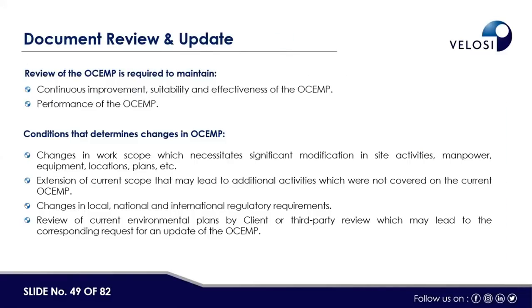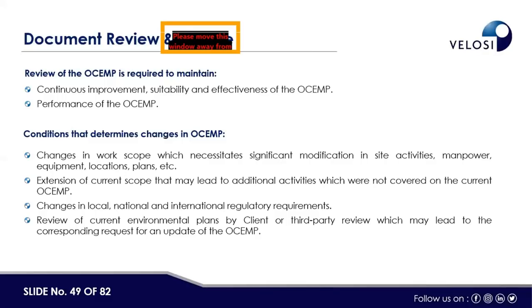Then the document review of the OCMP is required. Why do we require the review of the document? It is basically required for continuous improvement, suitability and effectiveness of the OCMP. While reviewing the OCMP, or the environmental management plan, we can see the suitability, the effectiveness, and the performance as well. Conditions that determine changes in the OCMP: there are some scenarios on which basis the OCMP requires changes or an update.